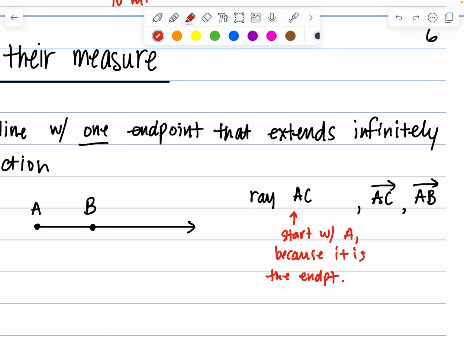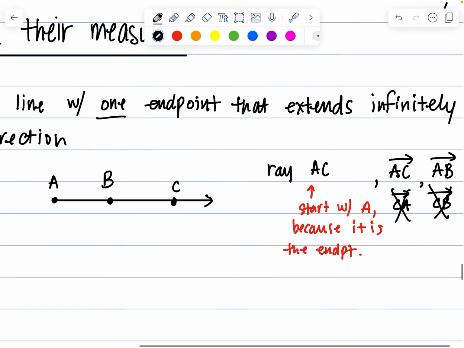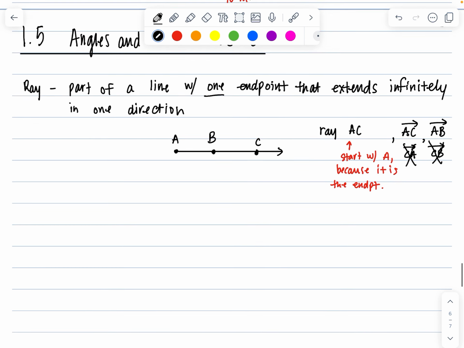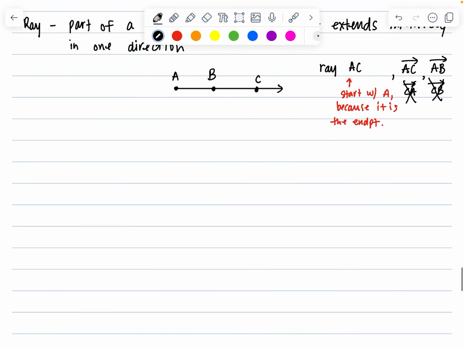Okay, you cannot go backwards. I'm going to put the C back here. You cannot call this CA. That would not work. Or you cannot call this CB. That would also not work. So I'm just putting this here just to cross these out because you cannot call a ray towards its endpoint. You cannot name it that way. Okay? So a ray is now done, and now we have all the versions of lines that we could possibly have. Lines, segments, and rays. Those are the three different types of lines that kind of occur.